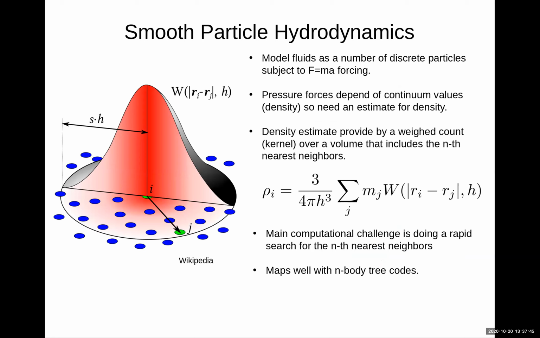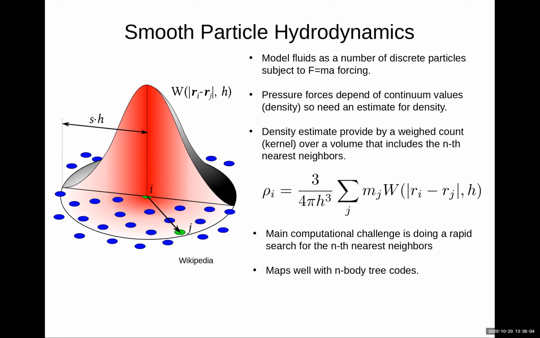forces, and pressure is something that depends on continuum values, like density, for instance. And so you need some estimate of these continuum values. Now we have a bunch of discrete points. In order to generate an estimate, what you do is a weighted count over some volume.